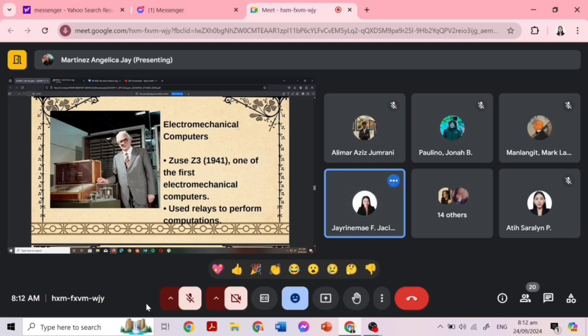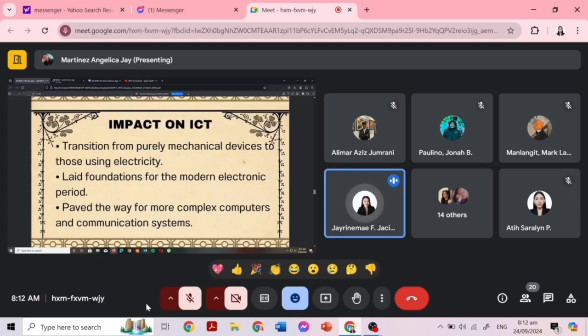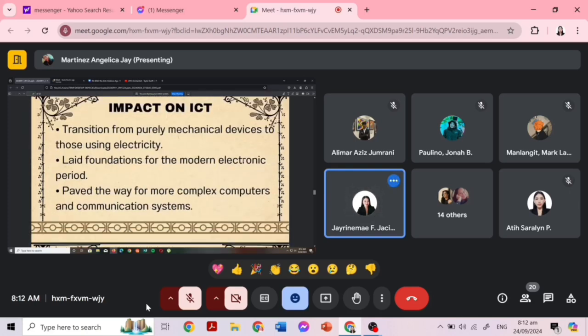So the next one is the impact on ICT. This is the impact of the inventions on communication and information technology. First, we have the transition from purely mechanical devices to those using electricity. This shift allowed devices to work faster and more efficiently because electricity made machines run automatically rather than manually. The second one, it laid foundations for the modern electronic period.